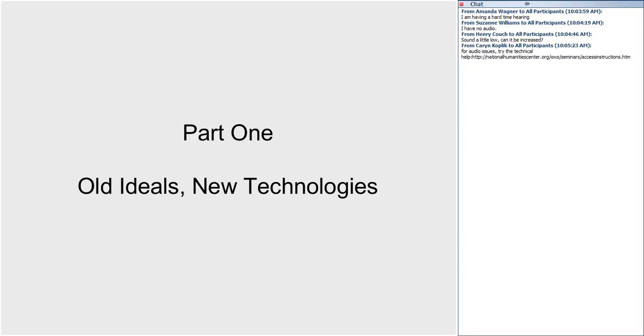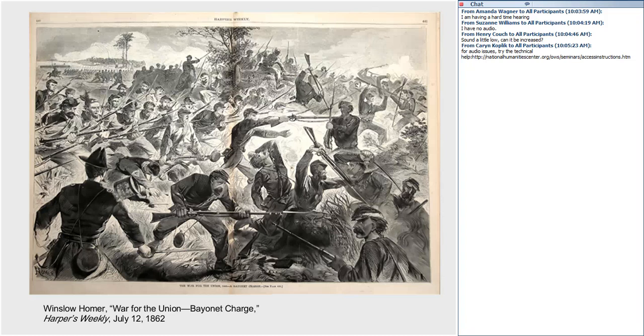So we're going to begin with this image of War for the Union Bayonet Charge, which is one of these woodcut engravings that was produced for Harper's Weekly, based on a sketch done by Winslow Homer, supposedly at the site of the battle itself.